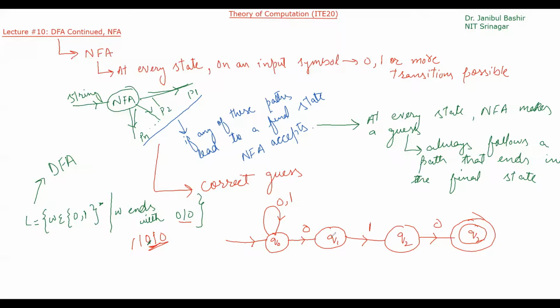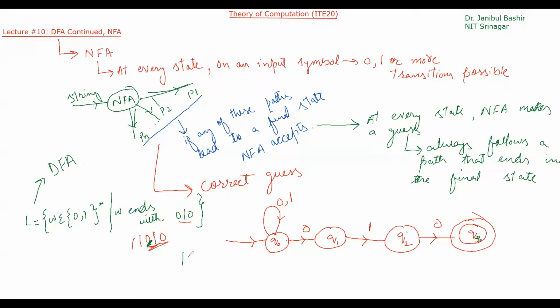So here we have two paths, but we are saying NFA always makes a correct guess. So it will make a guess that on this 0, it should move to Q1. Now 1 comes. 1 means it will go to Q2. On Q2, another 0 comes. 0 means it will go to Q3. Sorry, this is Q3.